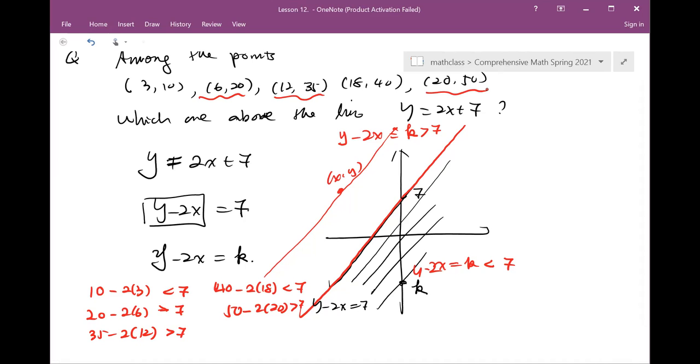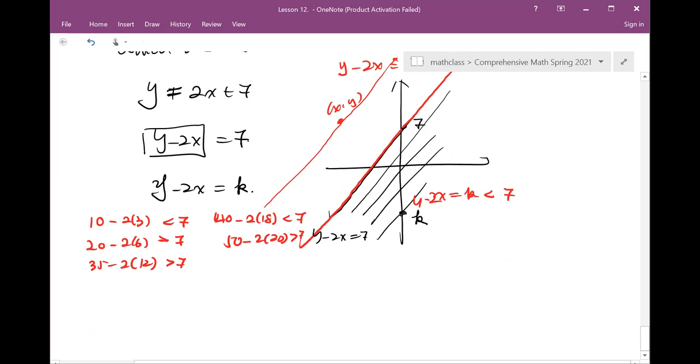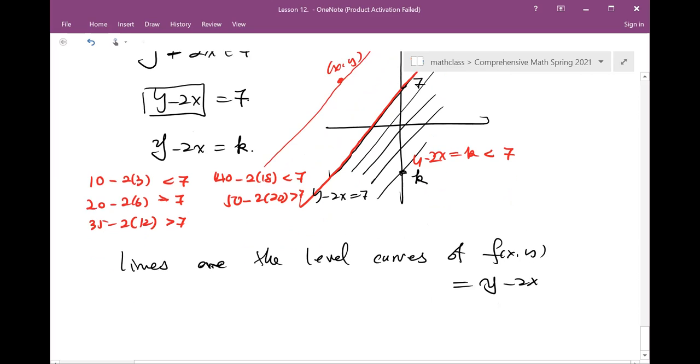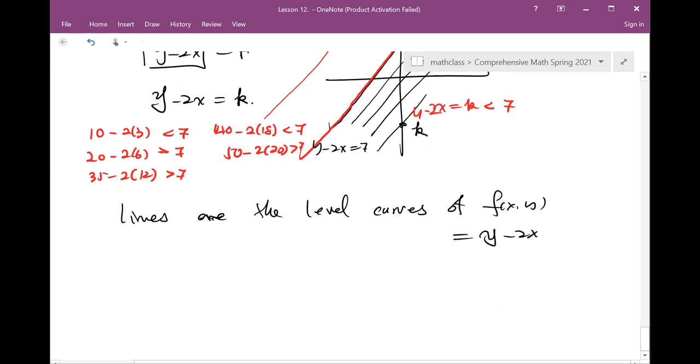So what we learned here is that the line is called the level curve of the function. Those lines are called the level curves of the function, which is a function of two variables, y minus 2x. When you change the value, you get a family of lines, but they're parallel.